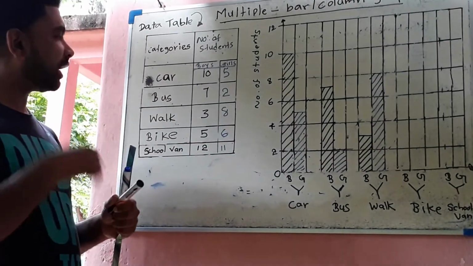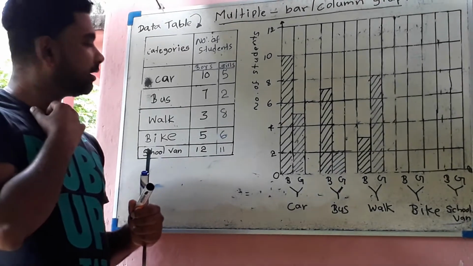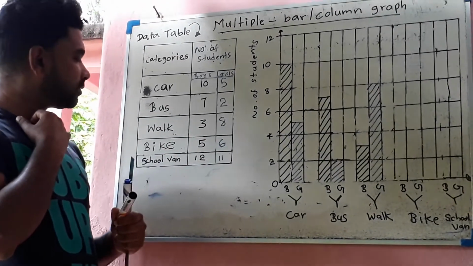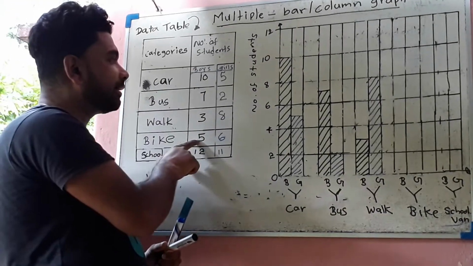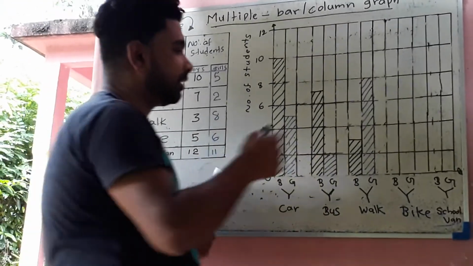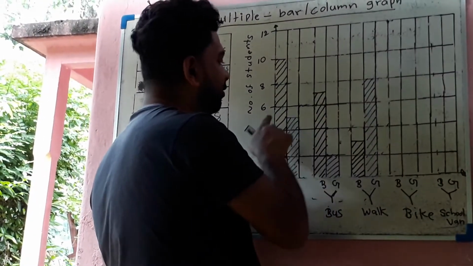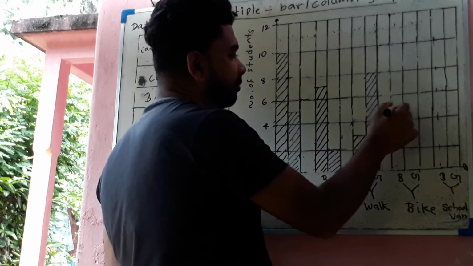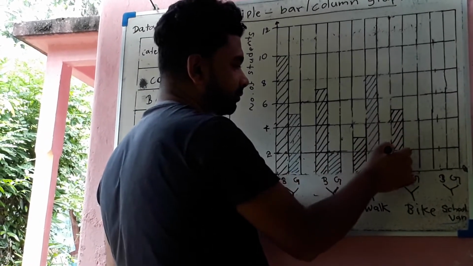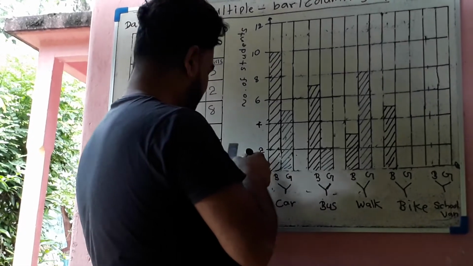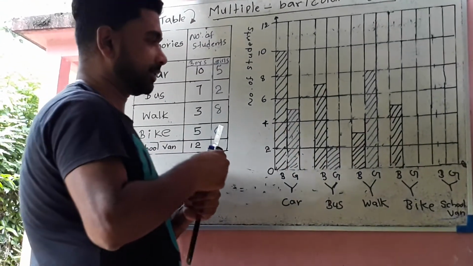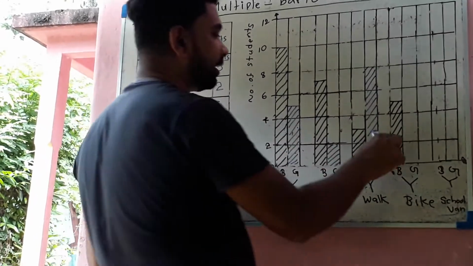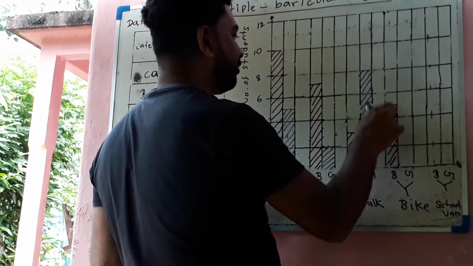Then if we consider bike, what is the number of students who use bike to school? Boys 5, girls 6. Then boys 5, here 4, then middle. Boys 5 and girls 6. Then 2, 4, 5, 6.